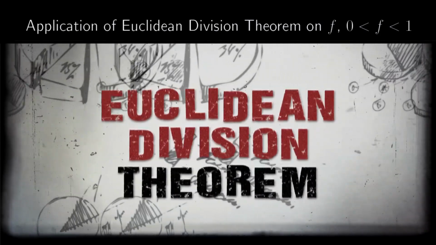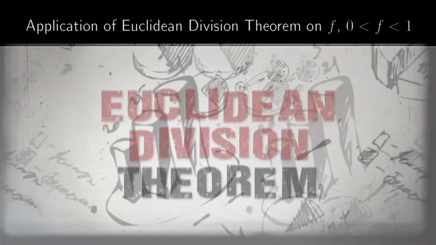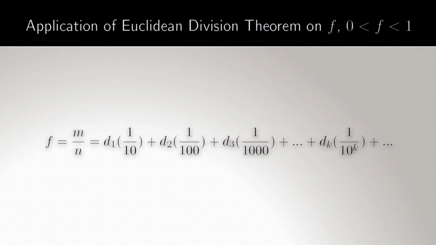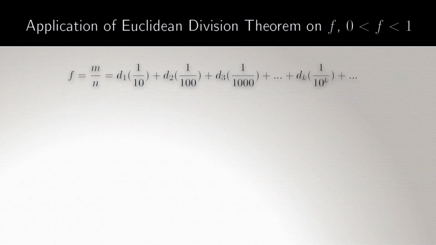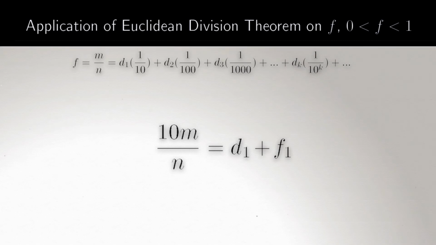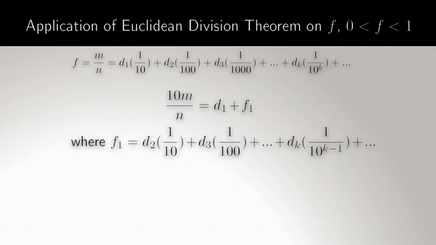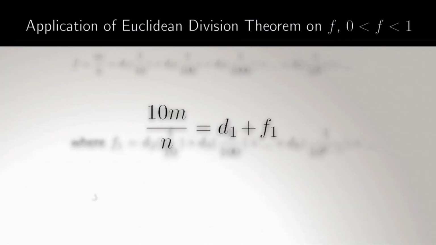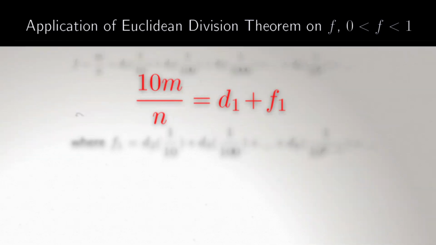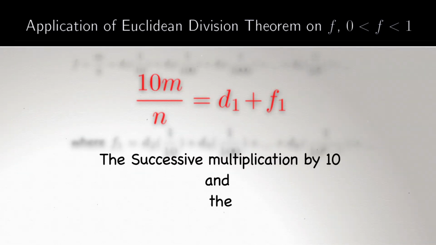So now we're going to proceed and apply the Euclidean division theorem. If I take f, which is m over n, written as d1 times 1 over 10 plus d2 times 1 over 100 plus so on, then if I multiply this equation by 10, I get 10m over n equal to d1 plus f1, and that f1 is d2 times 1 over 10 plus d3 times 1 over 100 and so on. So in other words, if I consider the Euclidean division of 10 times m by n, d1 would appear to be the quotient. This is the origin of the algorithm which is called the successive multiplication by 10 and division by n.